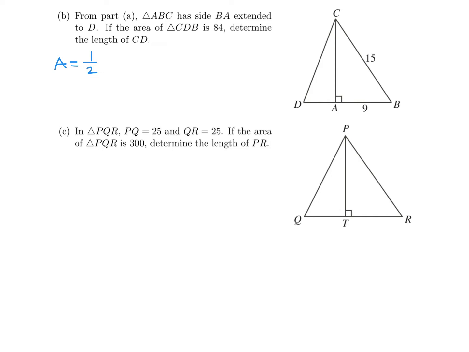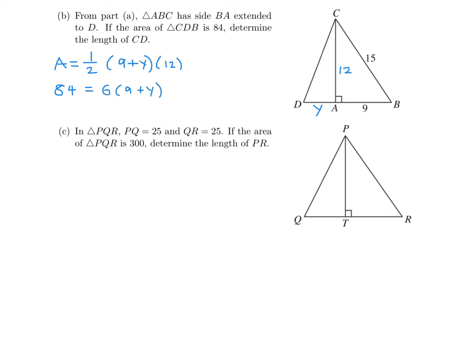The base from A to D, I'll just call that y. So the base looks like 9 plus y. And then the height, I just figured that out in the previous question, right? It was 12. And then they told me this area is 84. So 84 is 1/2 times 12, which is 6, times 9 plus y.